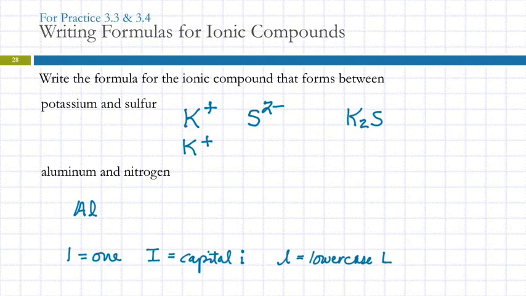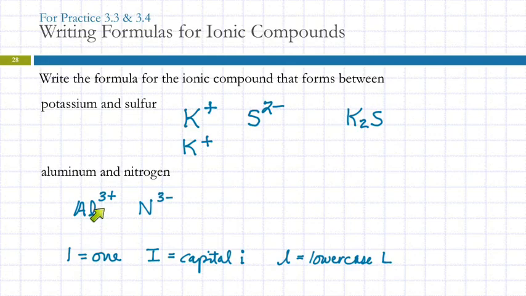Some students like to write in all caps, and they make their lowercase letters just small capital letters. You can do that anywhere except element symbols. Okay? So there's aluminum. What's the charge on an aluminum ion? 3+, because it's in group 3A. It's a main group element. So it's 3+. Nitrogen has a symbol N. What's the charge on a nitrogen ion? 3-.